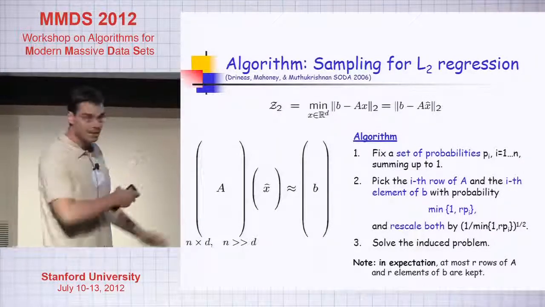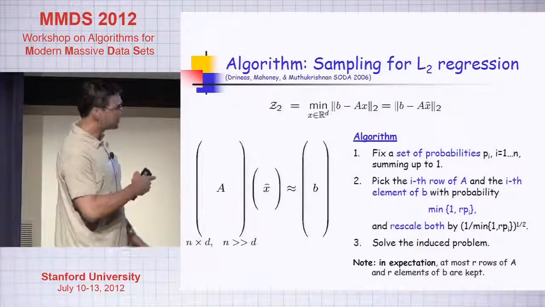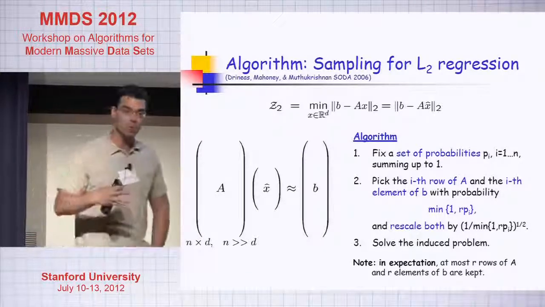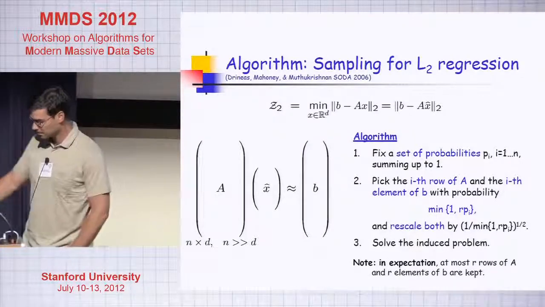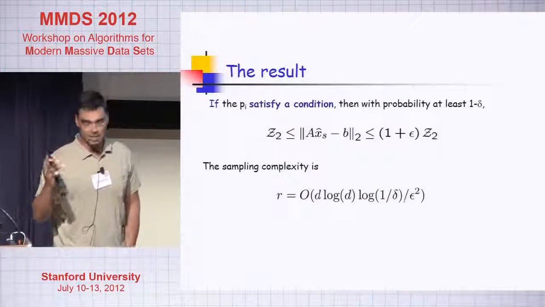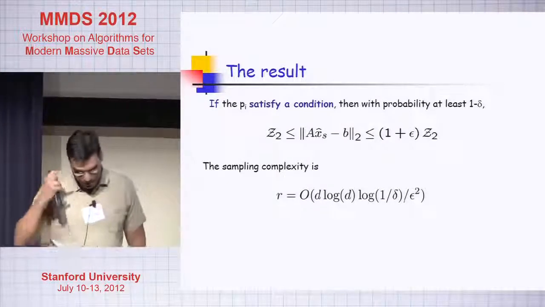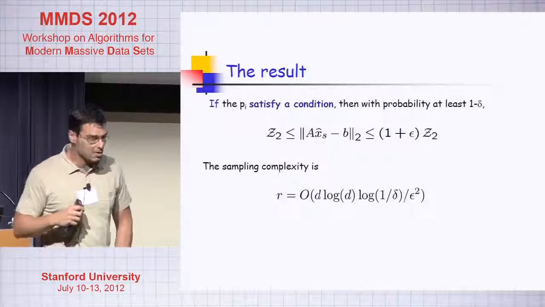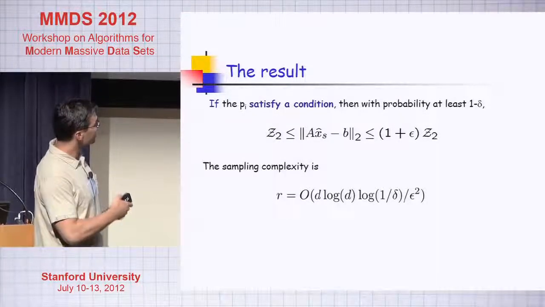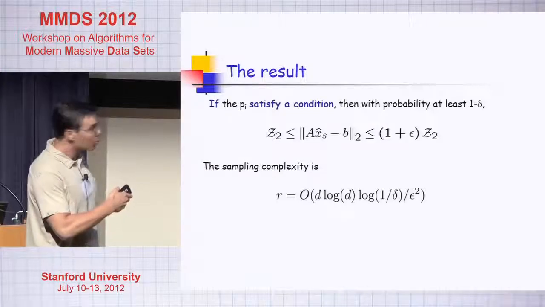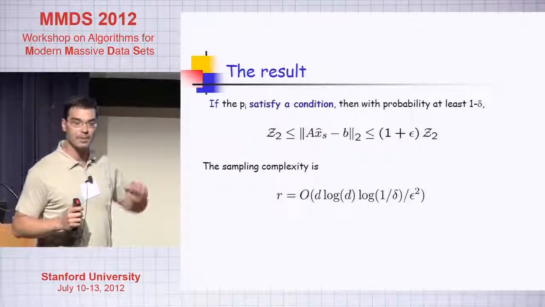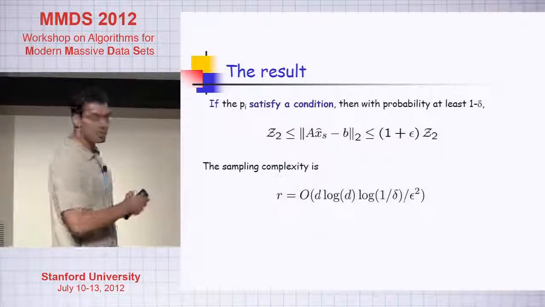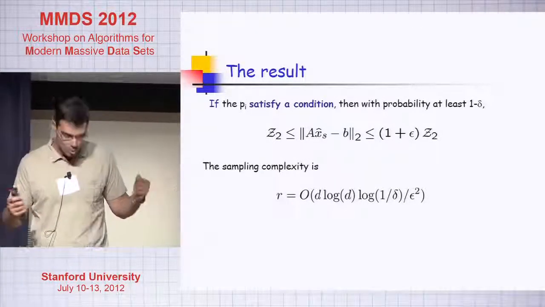So I start with the original problem. I fix a set of probabilities which I have not revealed yet, and those probabilities are going to be the leverage scores, and I form an induced subproblem. I solve the induced subproblem. Let's see what we gain. This is one result, and it's coming from a paper that Michael Mahoney, Muthu, and myself wrote a few years back. And the idea is that if you take the induced solution, so the solution of your smaller problem, and plug it back into the original problem, what are you going to get? You plug it back into the original problem, which is typically what you want to do in applications.